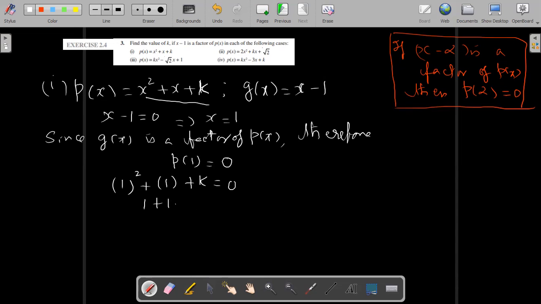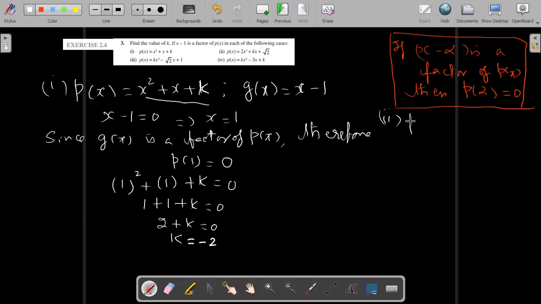1 square, 1, plus 1 plus k is equal to 0. 1 plus 1 is what? 2. So 2 plus k will be equal to 0, and 2 you have to bring to the right-hand side. Therefore, k will be equal to minus 2. So here you have to equate to 0. Okay. Similarly, you can take other questions also.